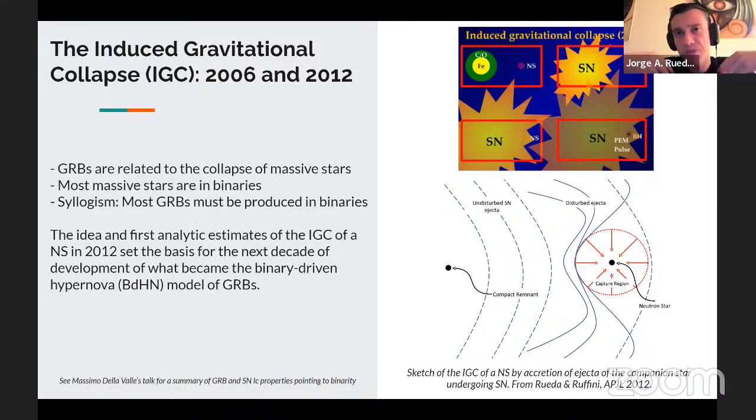But actually, the picture is more complex. The neutron star does not necessarily reach the critical mass for gravitational collapse, and anyway, it leads again to a gamma-ray burst, but of a different kind. So there are different fates, different possibilities. I will come into that.